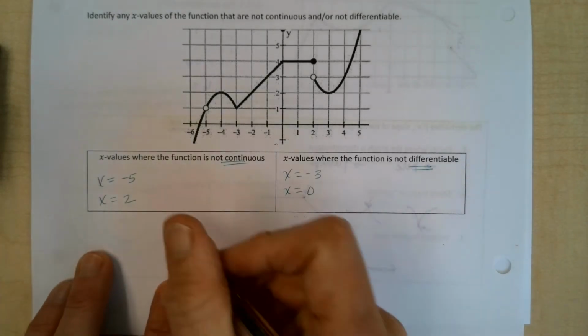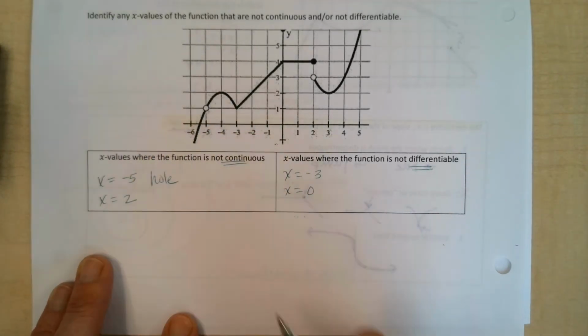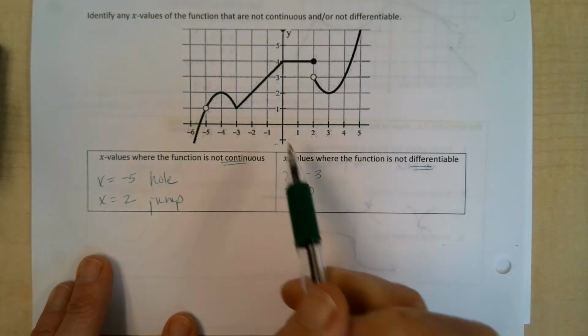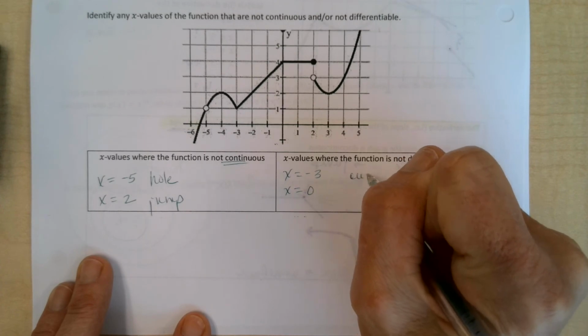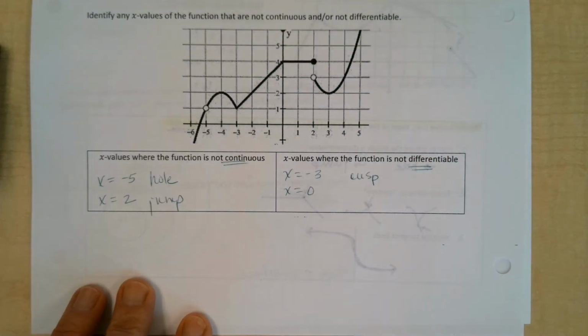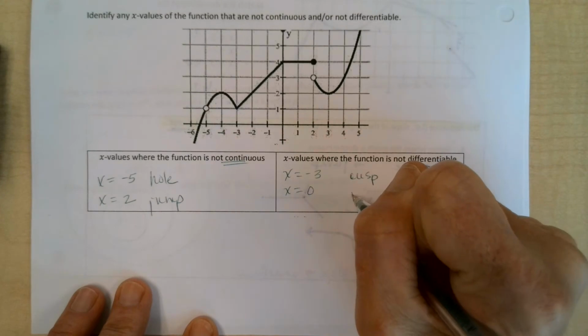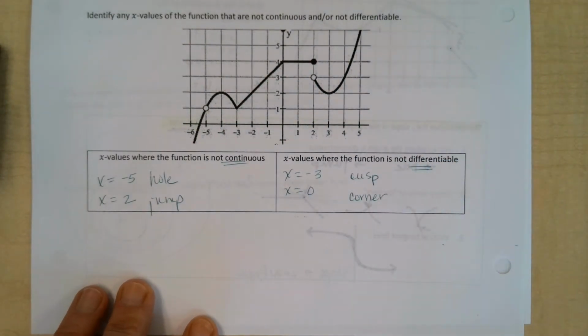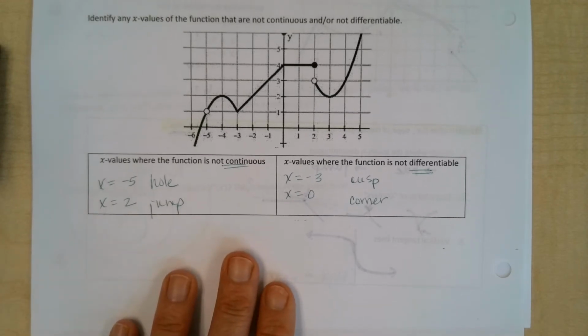Here, not continuous. At -5, I have a hole. At 2, I have a jump. At -3, I have, I don't know, do you like the word sharp, point, corner, or cusp? I picked cusp because it's less letters. But whatever makes sense to you, whether you like it as a corner, a sharp corner. So that's the conversation about continuity.